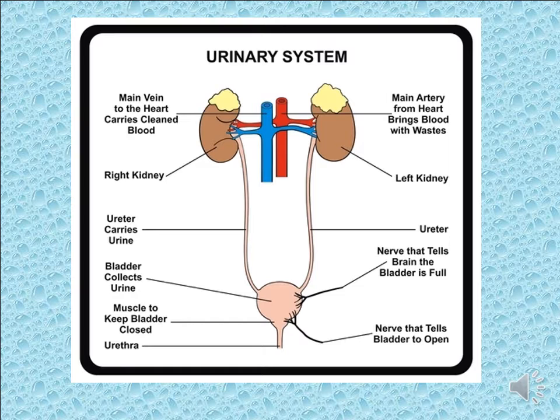The urinary system has its parts: first the right and left kidney, the right and left ureter, the bladder, and the urethra. This is all part of the urinary system, and there are two vessels, the renal artery and renal vein, that provide the blood supply of the left and right kidney.